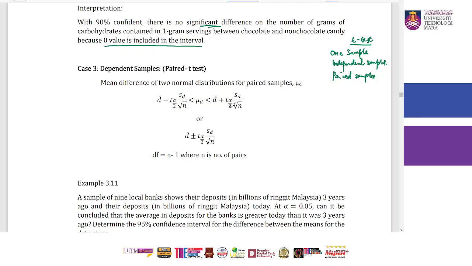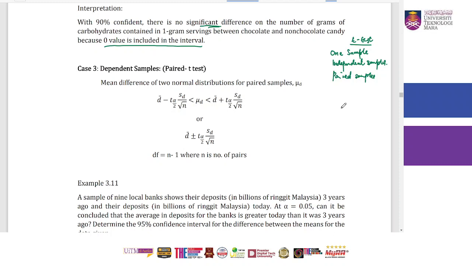So this is given by this formula. Mu D ni refer kepada difference. So it can be before and after, pre and post, okay, before, after, pre and post ataupun sebaliknya. Okay, before treatment, after treatment, 1 month earlier, 1 month after. So it depends on the situation. And then mu D ni adalah dia punya difference for before and after tadi.